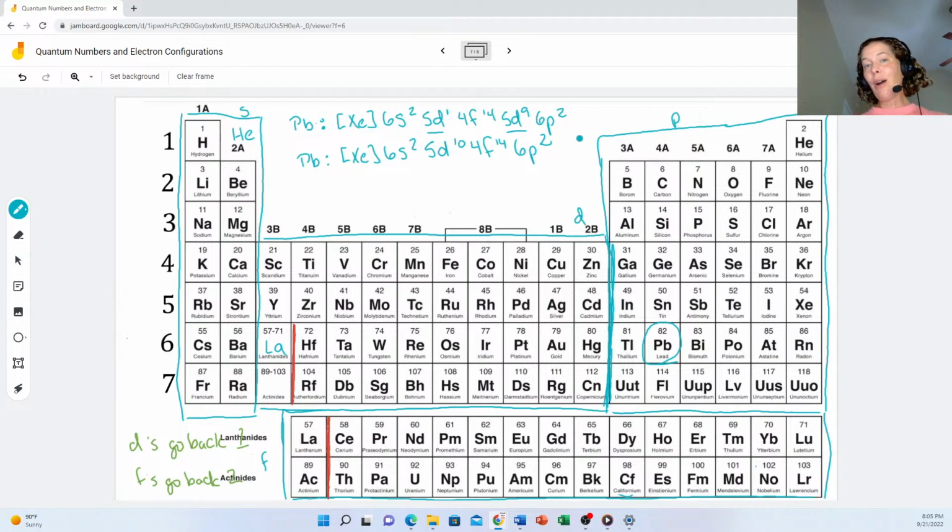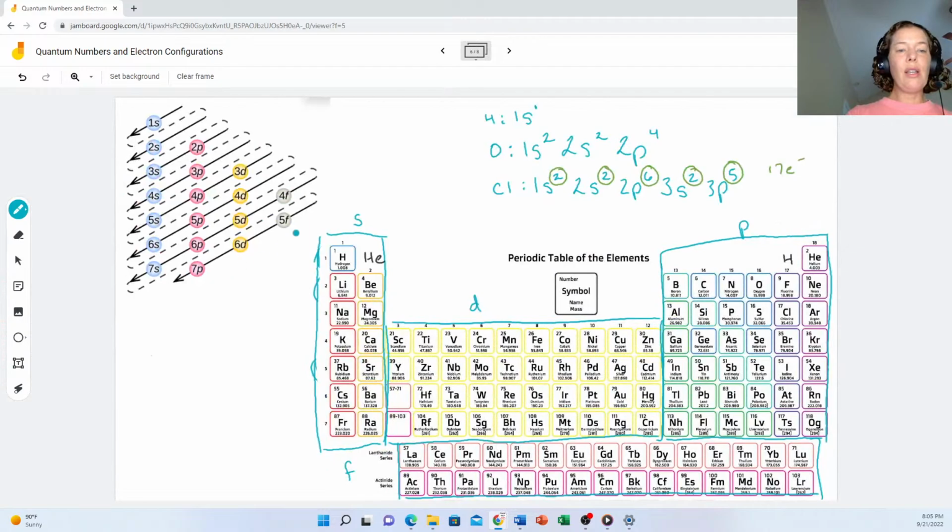So I hope that helps. I hope that clarifies some of the rules, some of the exceptions, and just how to handle things. Again, you can always use this right here. So you can see here are the D's and then here are the F's. And as long as you follow that carefully, it'll take you right through the different order that you need to do.